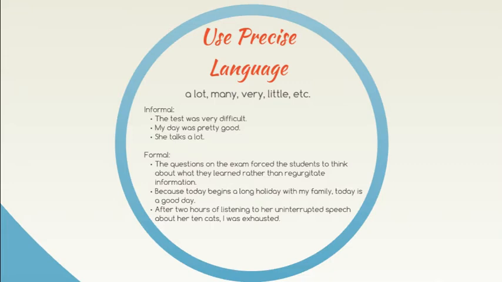On the other hand, here are some formal examples of precise language. The questions on the exam force the students to think about what they learned rather than regurgitate information. Because today begins a long holiday with my family, today is a good day. After 2 hours of listening to her uninterrupted speech about her 10 cats, I was exhausted. As you can see, each of these sentences gives very precise examples and explanations for why the test was difficult, why their day was very good, and why the person talks a lot.